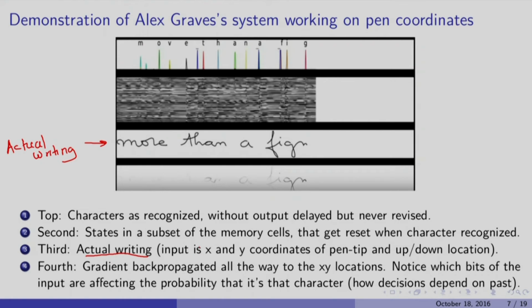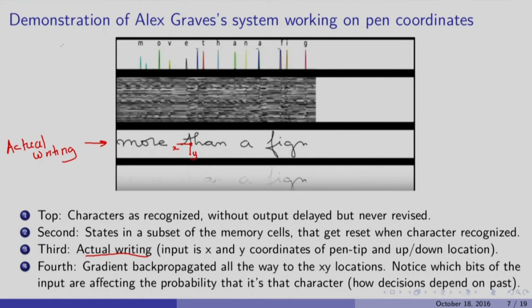The actual writing is basically the x coordinate and the y coordinate of whatever is being written. So let us say this is a pixel, this is an x coordinate and there is a y coordinate. Along with that, the pen tip also has an orientation, so whether it is up or down, the direction in which the person is actually writing in the next pixel.